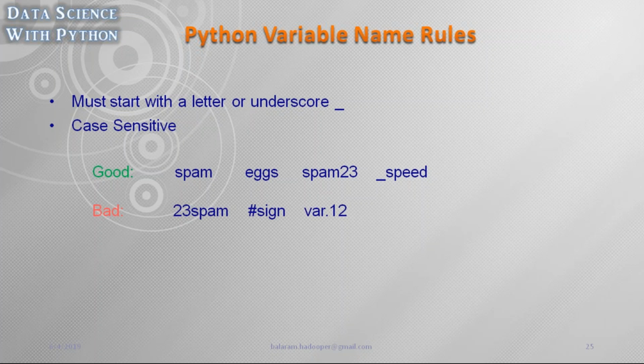Bad variable names: 23spam, it is starting with a number, so it is not allowed. Hash sign, it is starting with a special symbol, not allowed. var.22, dot is not allowed as a part of the variable name. Only underscore is allowed. And spam with a capital letter and spam with all capital letters are all different, because it is a strictly case sensitive language.